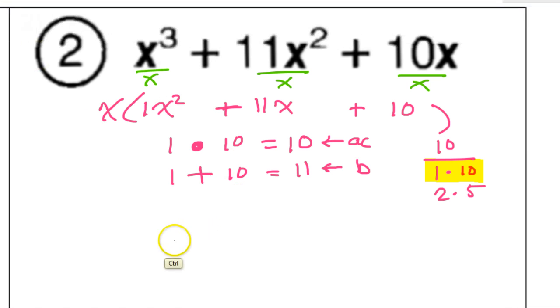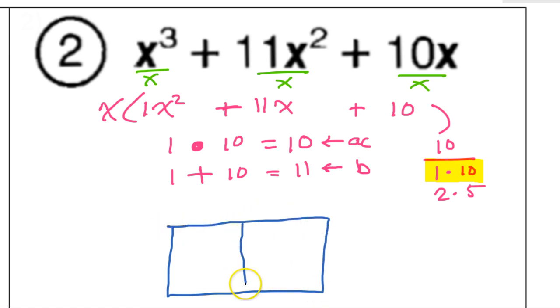Well, it's time to make the box that gives the box method its name. Okay, in the first box, you just put the first term, which is x squared. In the last box, you put the last term, which is 10. In the other two boxes, you put the two numbers that you just found, which are 1 and 10. And these will both be x terms.